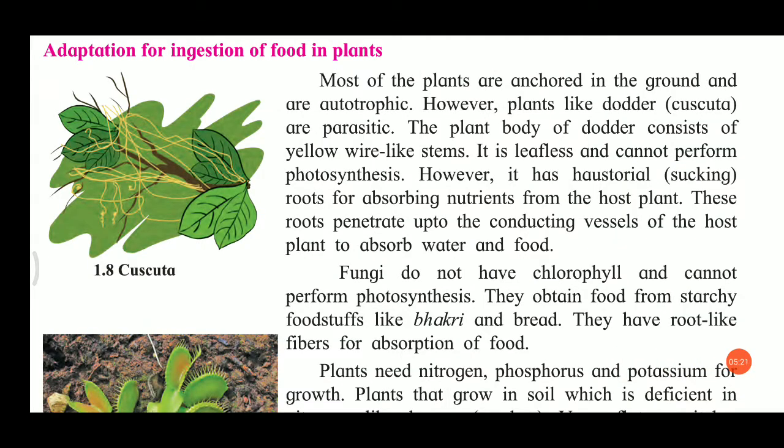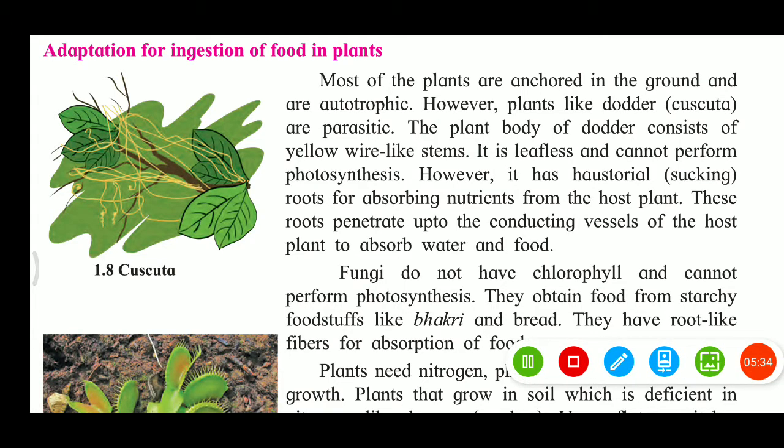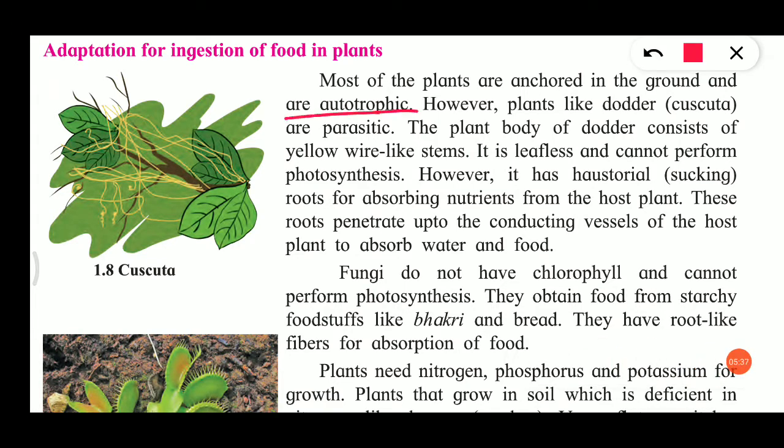Now the next point is adaptation for ingestion of food in plants. How can food be ingested in plants? Most of the plants are anchored in the ground and are autotrophic, meaning they make their own food with the help of photosynthesis. However, plants like dodder, cuscuta are parasitic. A plant like dodder is parasitic.